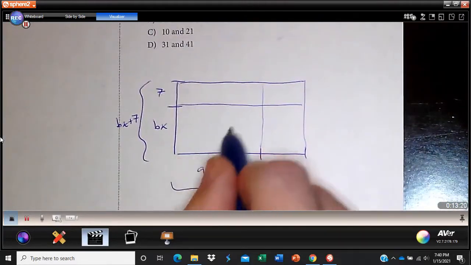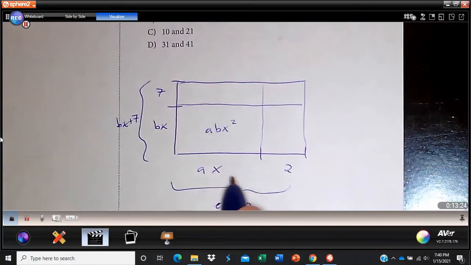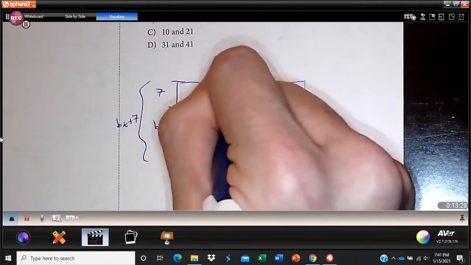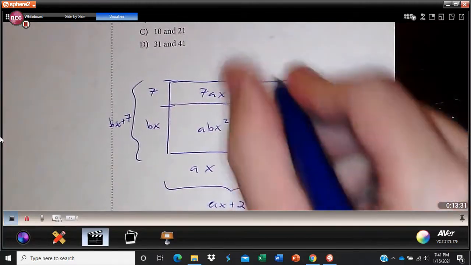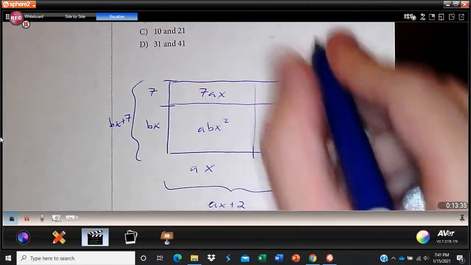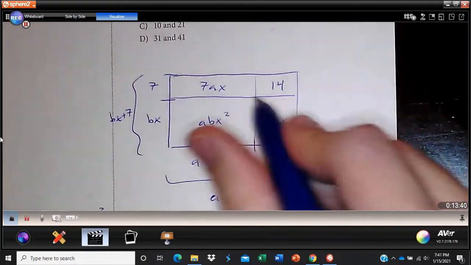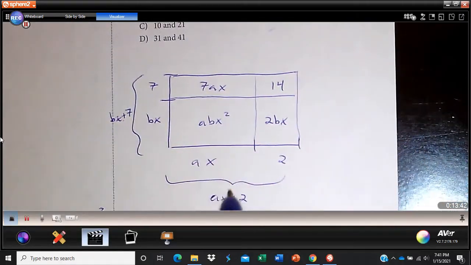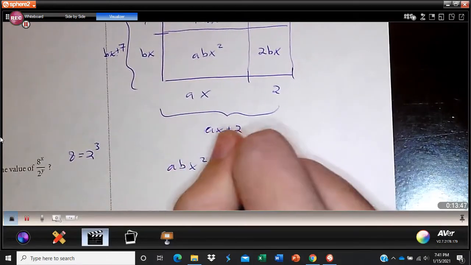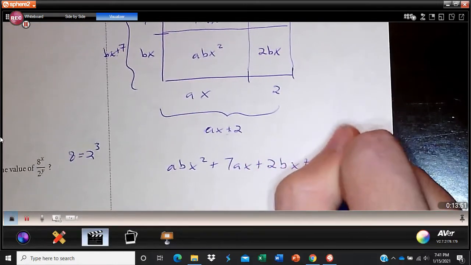And the area of this rectangle, ax times bx, is going to be abx squared. The area of this rectangle is going to be ax times 7, so that's 7ax. The area of this rectangle is 2bx. And then the area of this little rectangle is 2 times 7, so that is 14. And so the area of the total rectangle, which is equivalent to the product of these two things, is going to be abx squared plus 7ax plus 2bx plus 14.